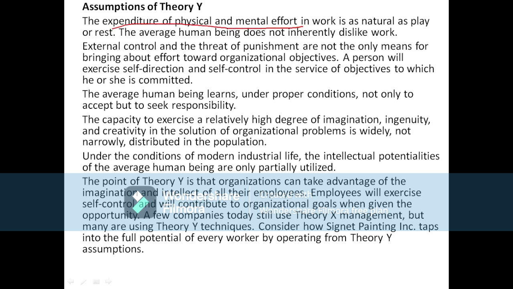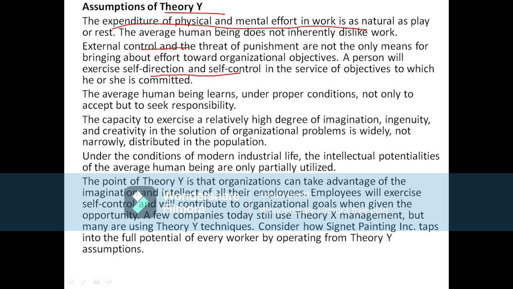Expenditure of physical and mental effort in work is as natural as play or rest. Theory Y people behave as if working is like playing. The average human being does not inherently dislike work. They will like the work and want to perform it. They want to think innovatively and creatively. External control and threat of punishment are not the only means for bringing about effort towards organizational objectives. A person will exercise self-direction and self-control in the service of objectives.